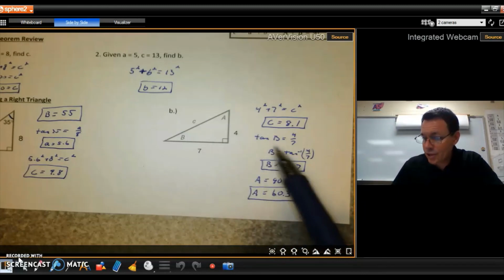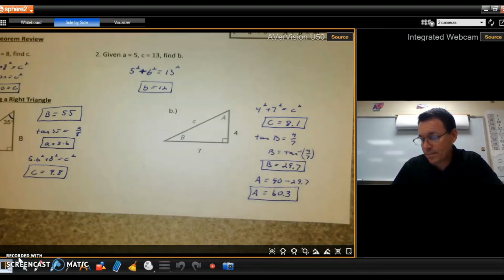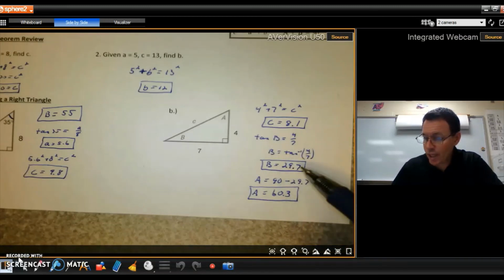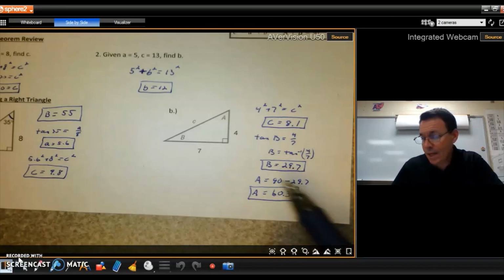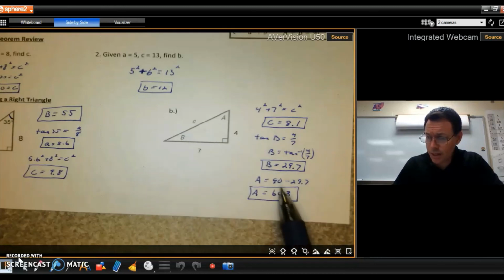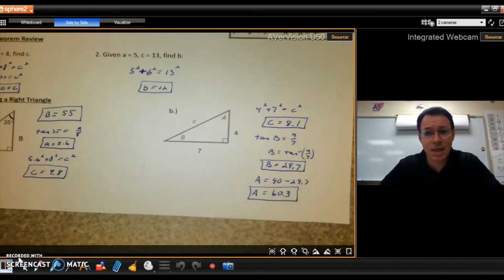So I set up a tangent problem. Okay, so there's my tangent problem. I was finding the tangent of B. So to solve for B, I had to do the inverse tangent. And I got 29.7. And then angle A is just going to be, these two have to add up to 90. So I did 90 minus the value I got for angle B, and that gave me angle A.